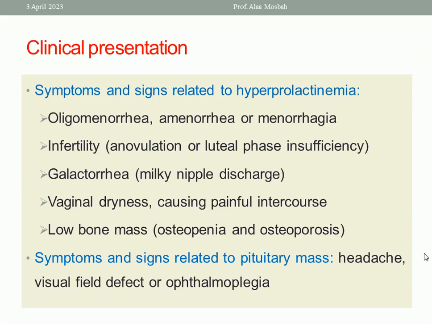Low bone mass because of ovulatory dysfunction, decreased estrogen, leading to osteopenia and osteoporosis, and the patient may complain of bone aches or fractures. So all of these are symptoms and signs related to hyperprolactinemia. Okay, what are the symptoms and signs related to pituitary mass? There is a pituitary tumor, so there is increase in intracranial tension, there is headache. Also, it is nearby to the optic chiasma, may cause visual field defect, also may cause ophthalmoplegia.